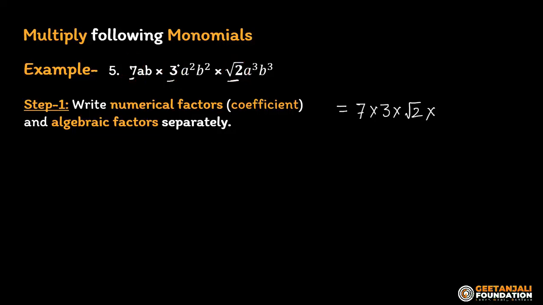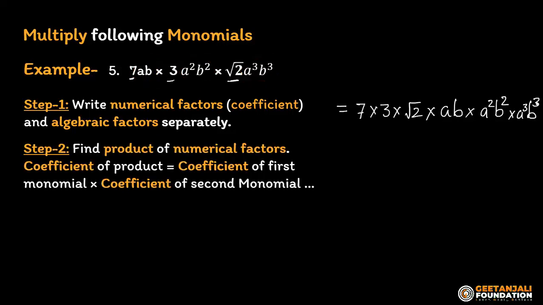And then I'll take their algebraic factors: ab from here, ab from here, a square b square from here, and a cube b cube from here. Now the next step is to find the product of numerical factors. So 7 times 3 is 21, and root 2 will be written as it is, because you cannot multiply root 2 with these. So you will write 21 root 2.